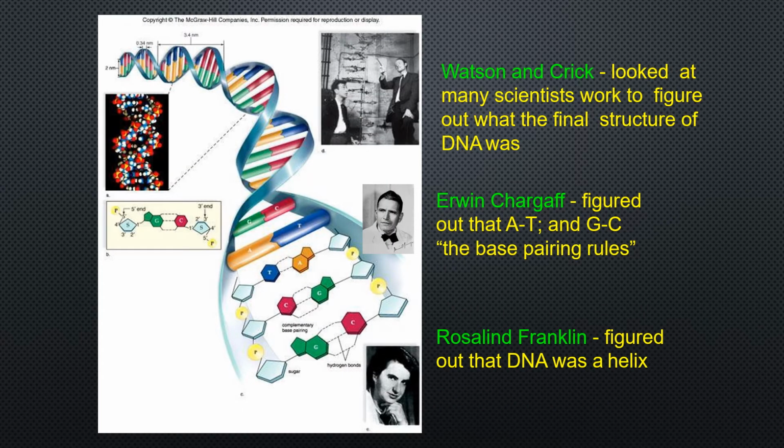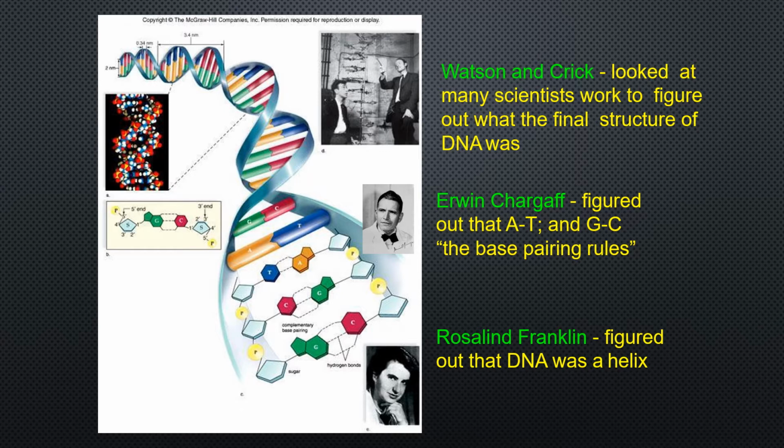So once it was discovered that DNA was the genetic material, then it became the goal of scientists to figure out what the structure of DNA was, and then of course after that the function, but first they wanted to just figure out the structure. And so that began with Rosalind Franklin, who figured out that the DNA was a helix. And she figured that out using X-ray diffraction techniques.